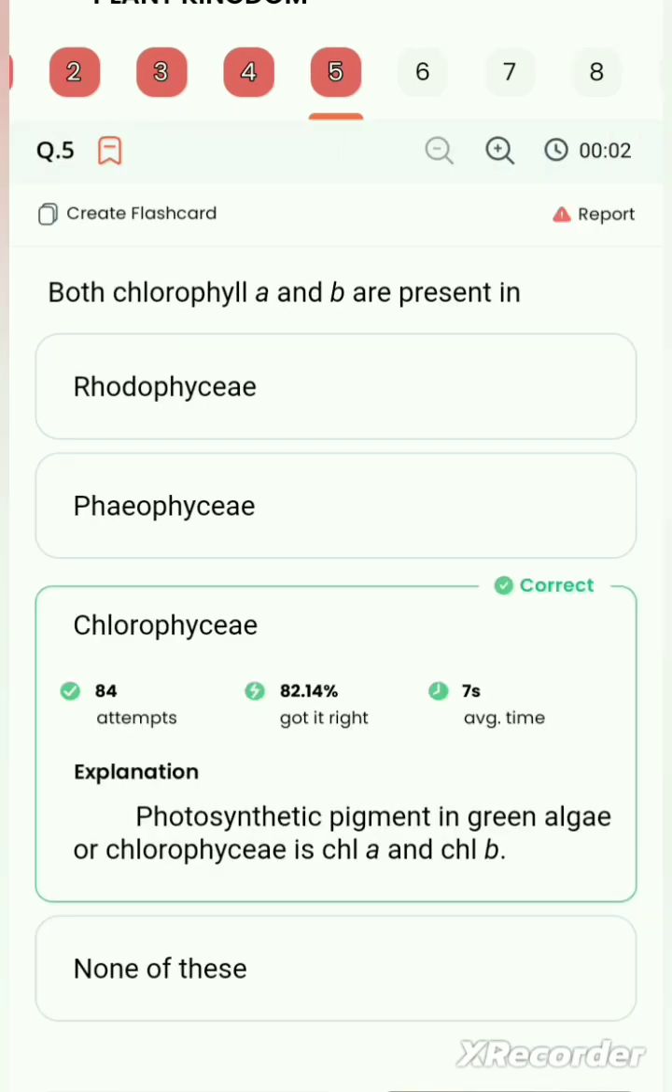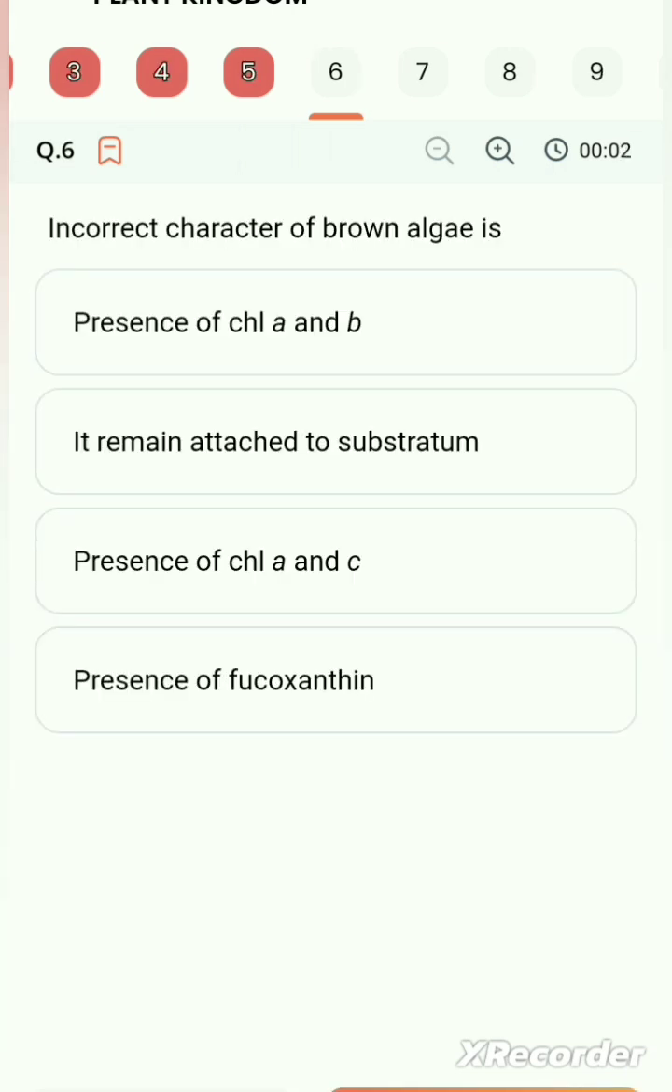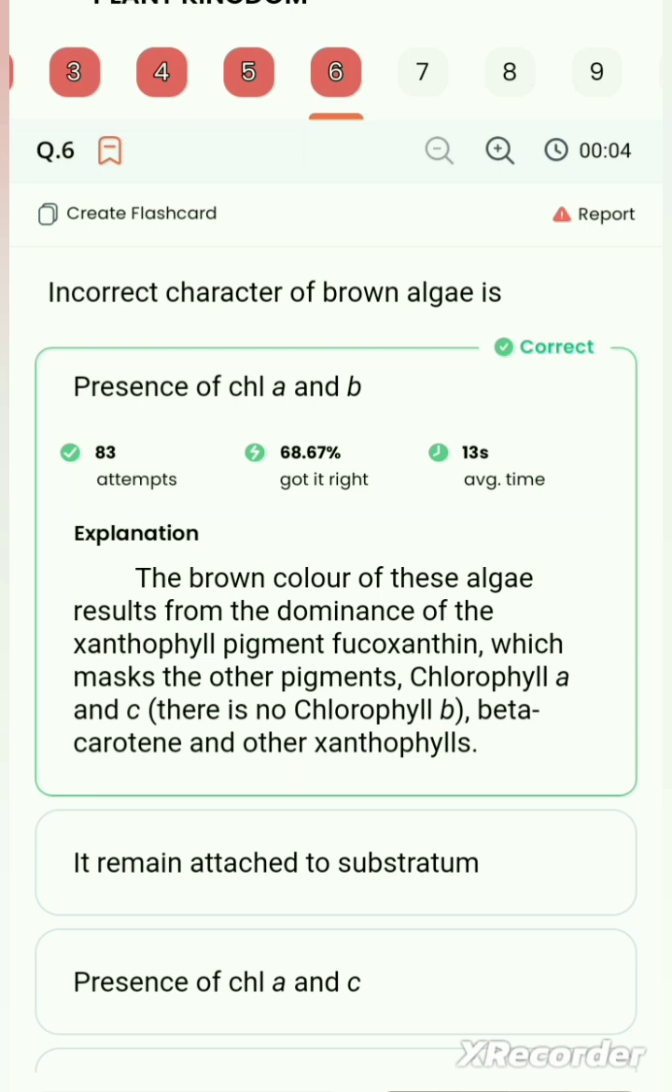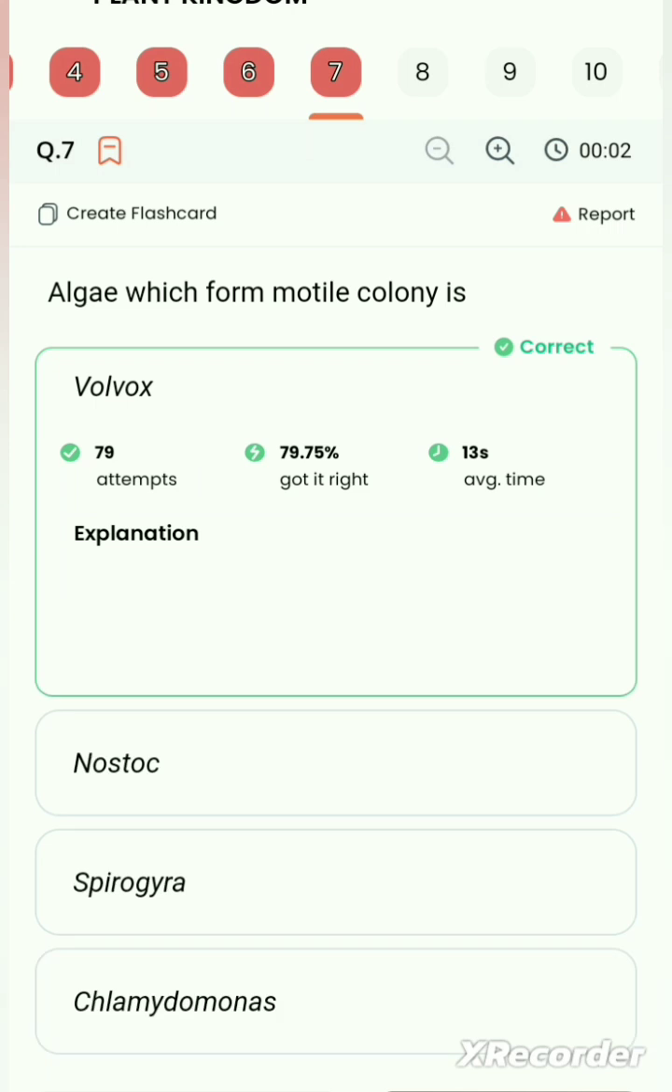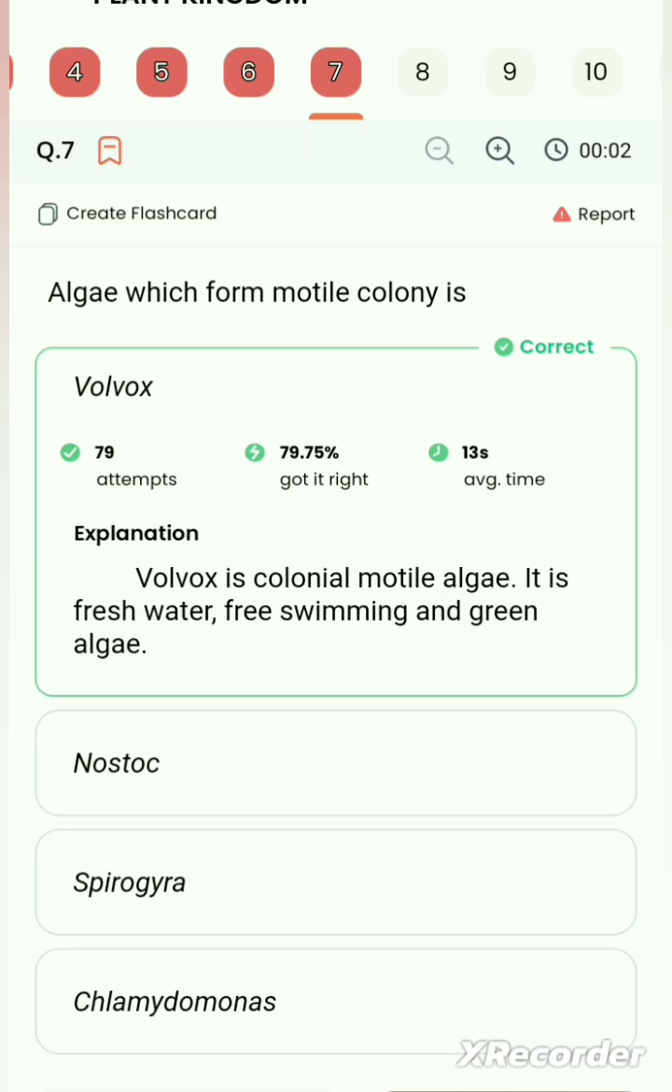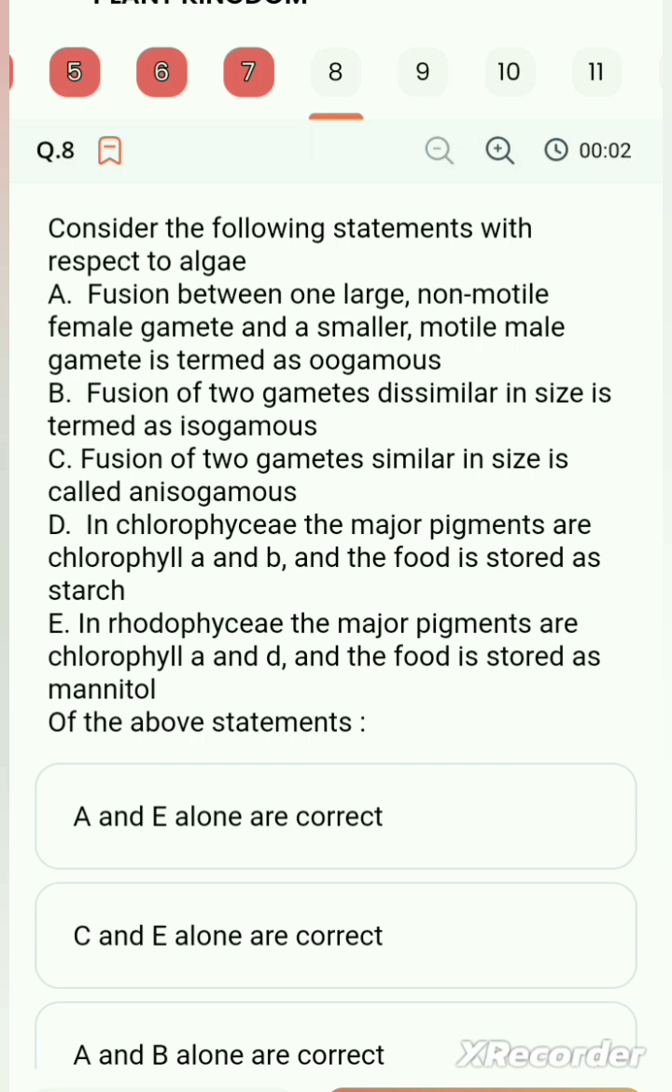Next one, chlorophyll A and B are present in chlorophyceae. Next one, sixth question, the incorrect character of brown algae is presence of chlorophyll A and B. Actually in brown algae we have the xanthophyll pigment fucoxanthin and the chlorophyll A and C. There is no chlorophyll B. A alone is present. Beta carotene and other xanthophylls are present. Next, the alga which forms a motile colony is Volvox, obviously formed in a colonial way.